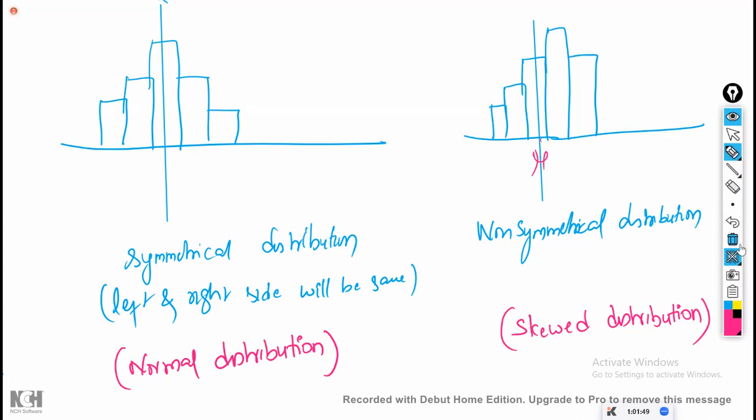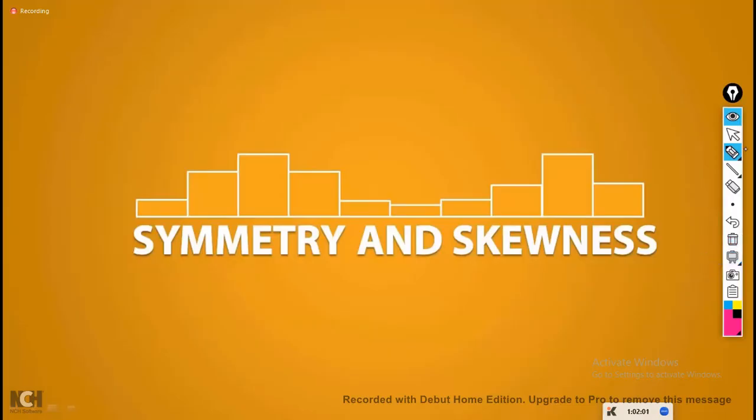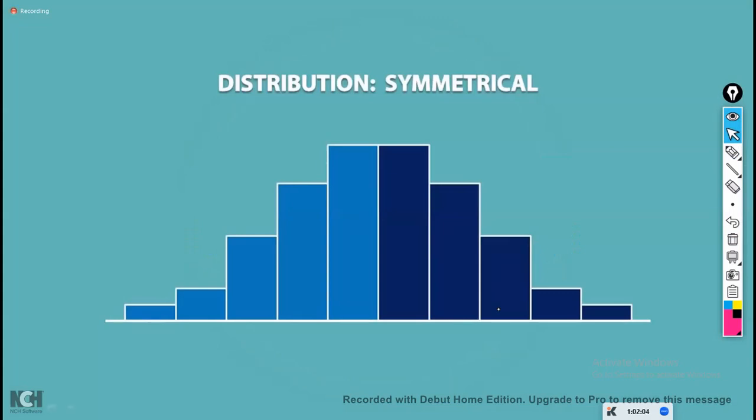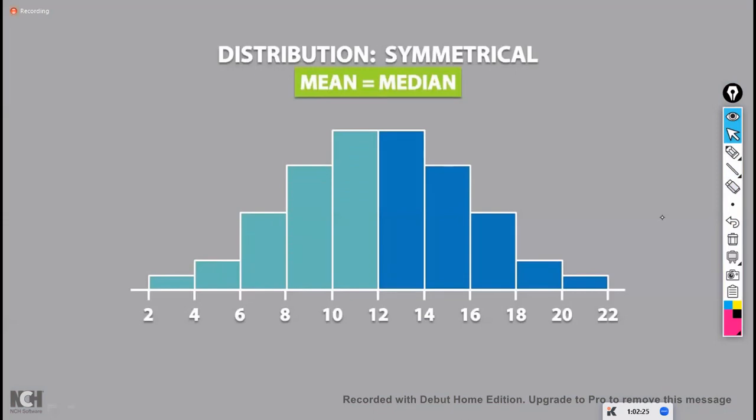Now, coming to the symmetrical distribution first. Symmetrical distribution means both sides are the same, and non-symmetrical means both sides are different. This is an example of a symmetrical distribution, where if you draw a center line, the left side diagram and right side diagram will be the same. Now let us go with the unsymmetrical distribution. For any symmetrical distribution, the mean and median will be the same.